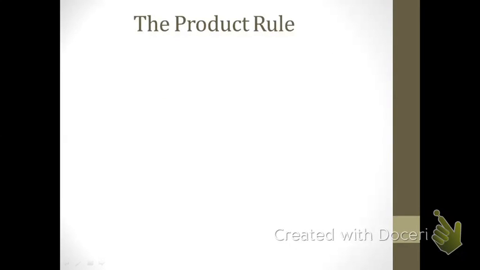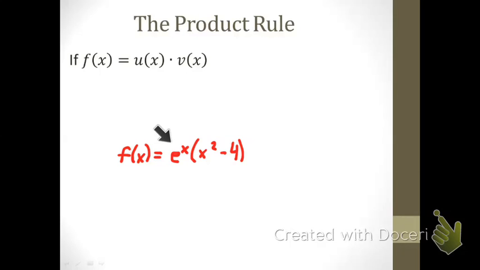I've already mentioned it as a rule for finding derivatives for functions that are written as a product, but here's a more formal definition. Let's suppose that you have a function f of x that is written as the product of two other functions, u of x times v of x, such as this. F of x is equal to e to the x power times x squared minus 4.